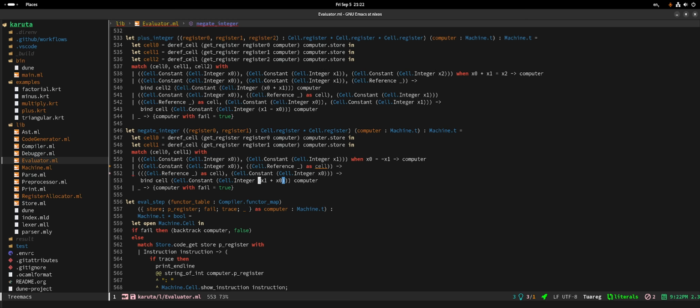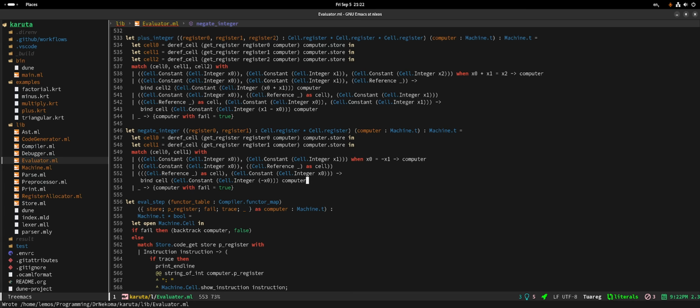And we need to wrap it in a cell integer whatever. So you do minus this. Right? Yeah, and otherwise we fail. That's negate integer.